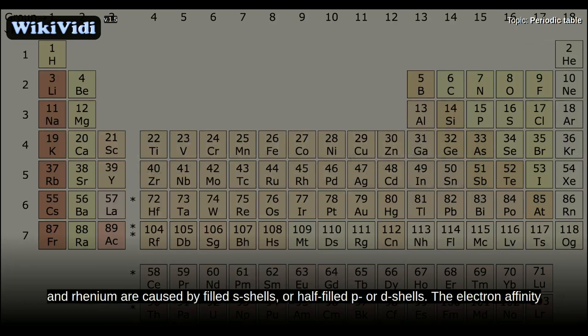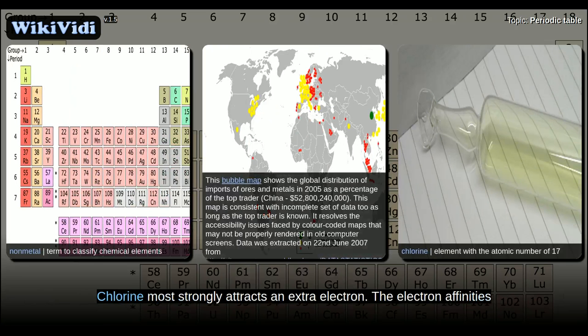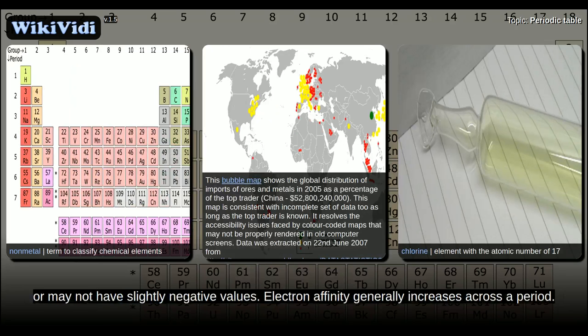The electron affinity of an atom is the amount of energy released when an electron is added to a neutral atom to form a negative ion. Although electron affinity varies greatly, some patterns emerge. Generally, nonmetals have more positive electron affinity values than metals. Chlorine most strongly attracts an extra electron. The electron affinities of the noble gases have not been measured conclusively, so they may or may not have slightly negative values. Electron affinity generally increases across a period.